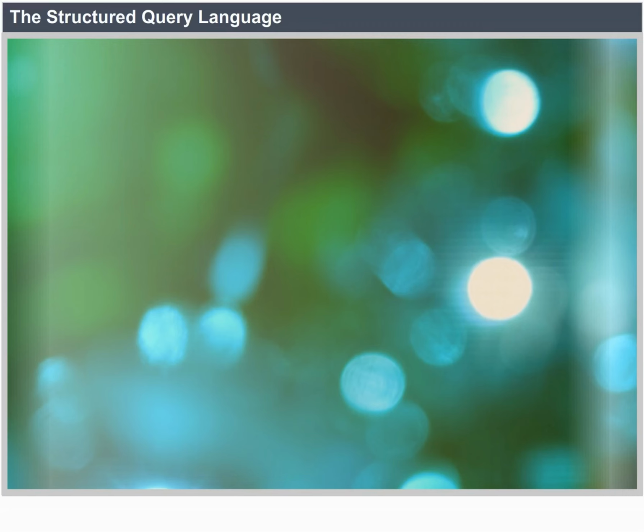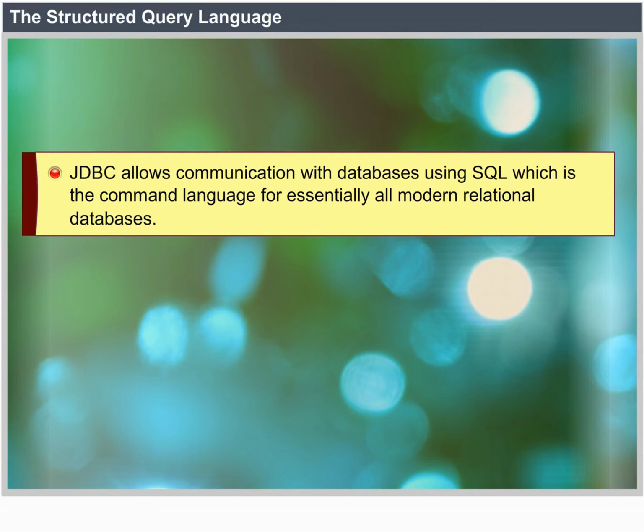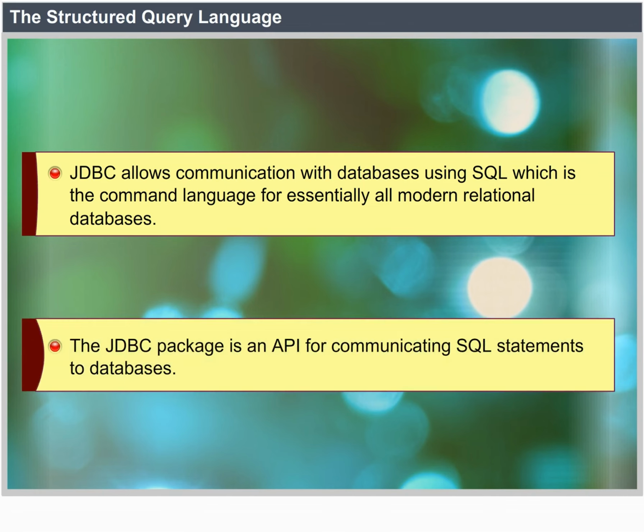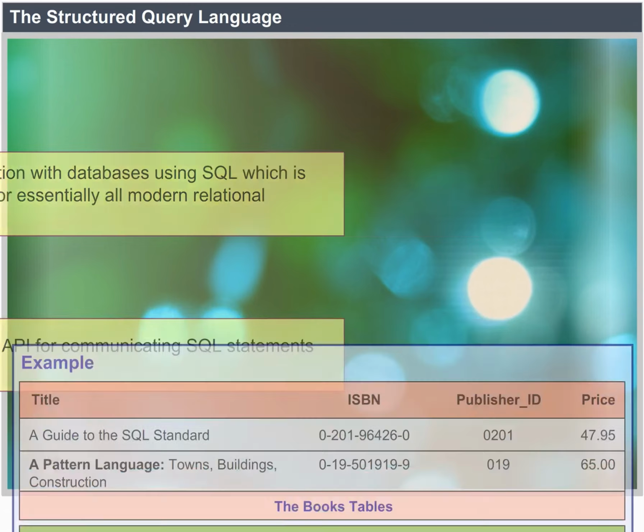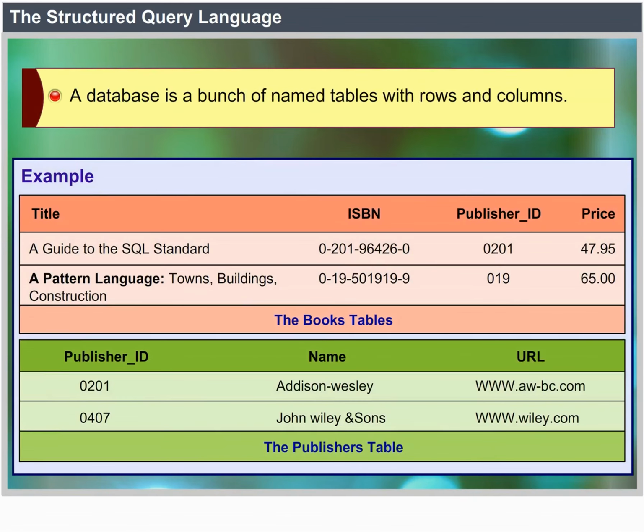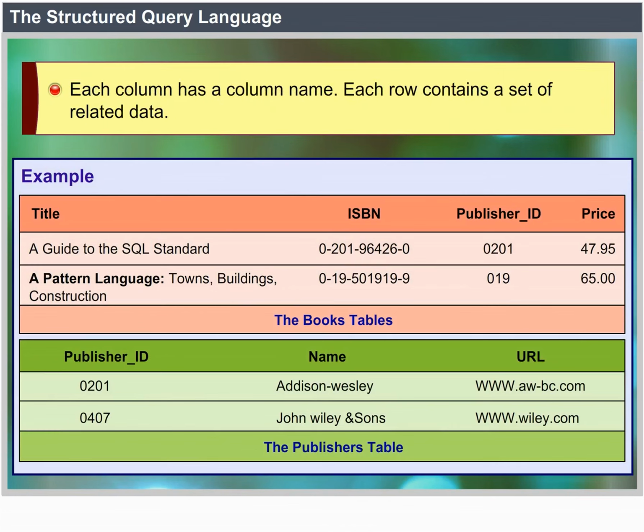The structured query language. JDBC allows communication with the databases using SQL, which is the command language for essentially all modern relational databases. The JDBC package is an API for communicating SQL statements to databases. A database is a bunch of named tables with rows and columns. Each column has a column name. Each row contains a set of related data.